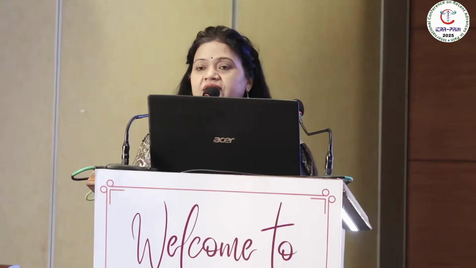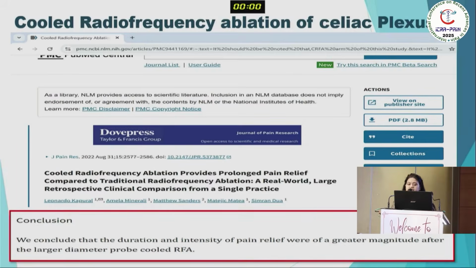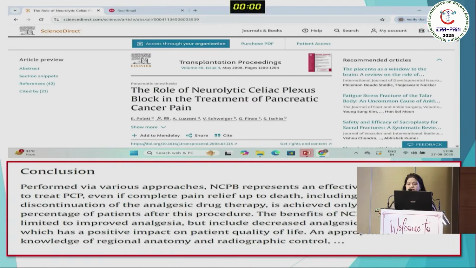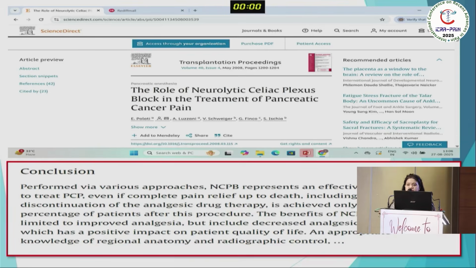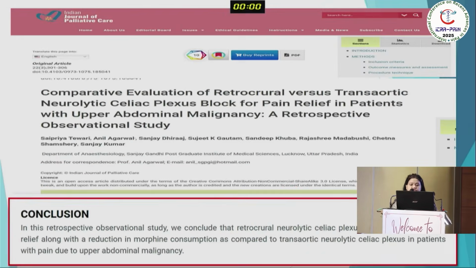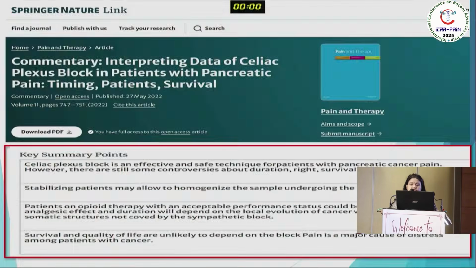I have also seen that cooled RF is also published for the ablation of the celiac plexus. But in cooled radiofrequency ablation, the needle is too thick, and it can produce trauma to the adjacent structures. So these are other publications which favor cryoablation and ultrasound guided celiac plexus block.